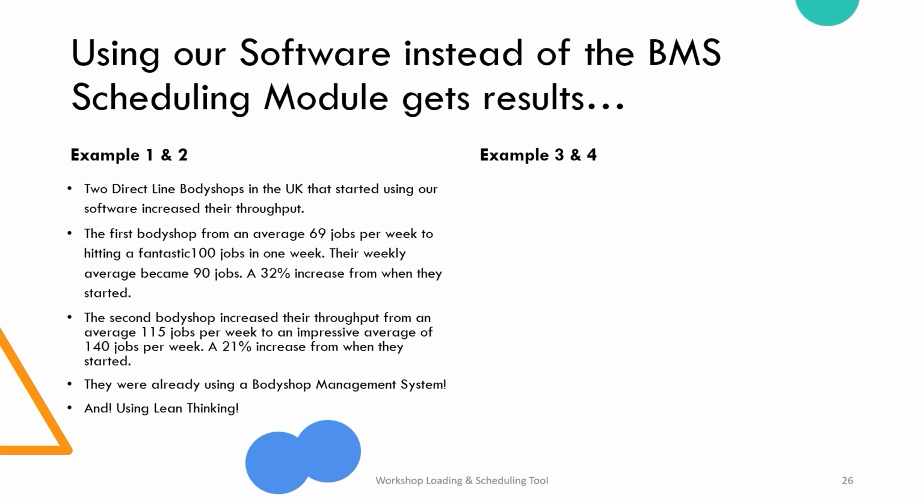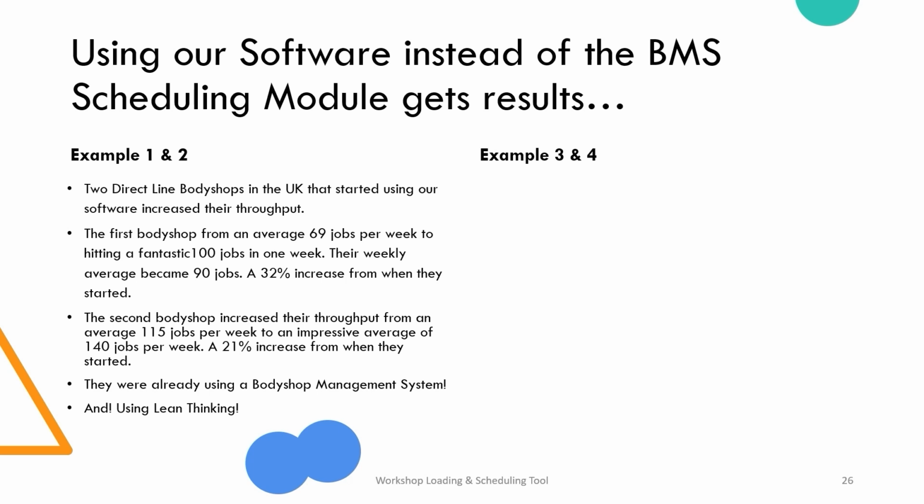2 Direct Line body shops in the UK that started using our software increased their throughput. The first body shop went from an average 69 jobs per week to hitting a fantastic 100 jobs in 1 week. Their weekly average became 90 jobs, a 32% increase from when they started. The second body shop increased their throughput from an average 115 jobs per week to an impressive average of 140 jobs per week, a 21% increase from when they started. They were already using a body shop management system and using lean thinking.